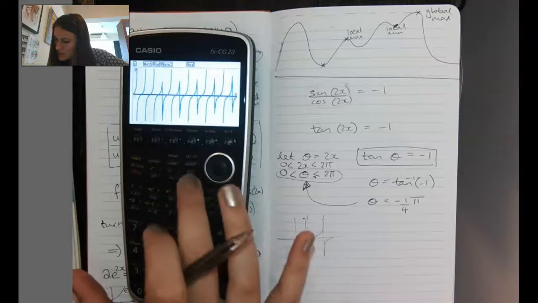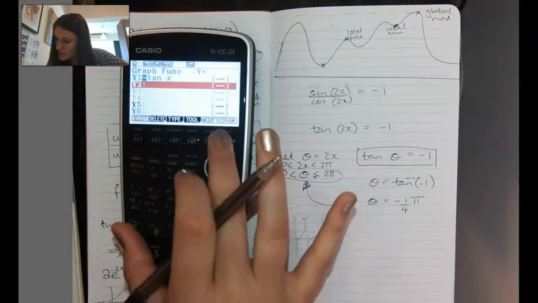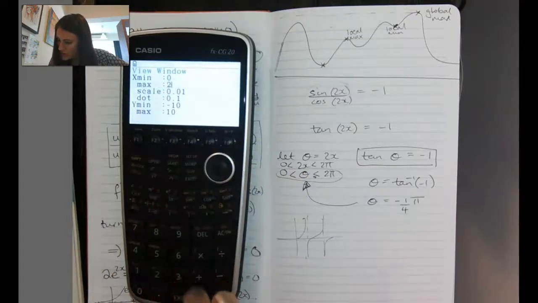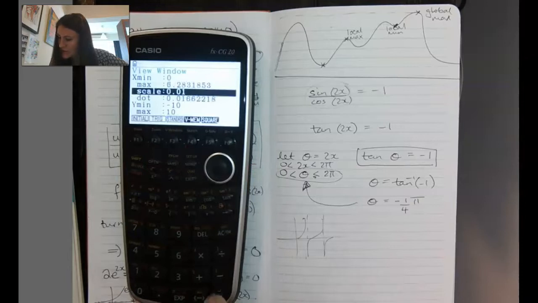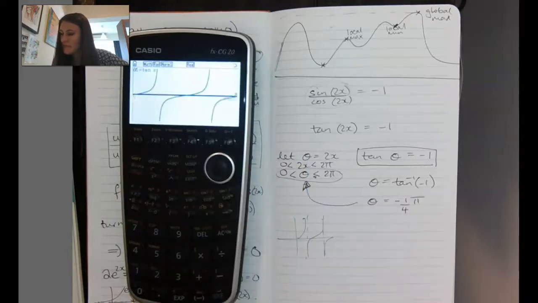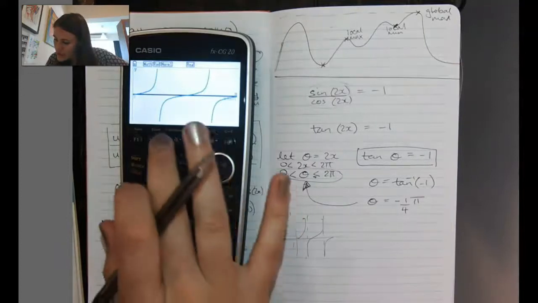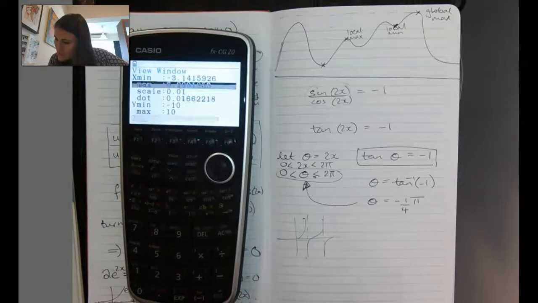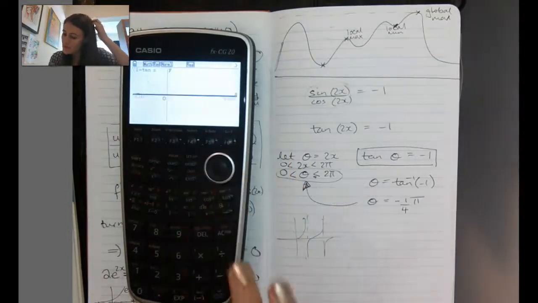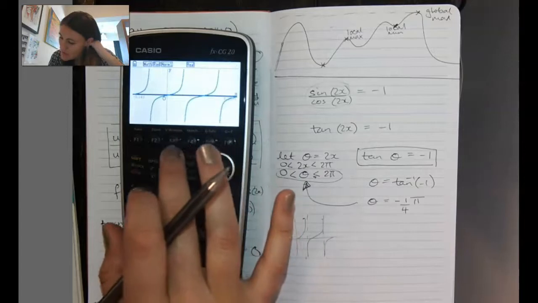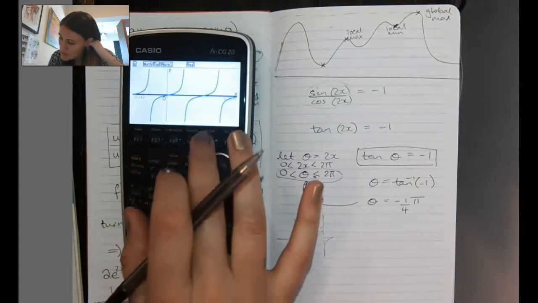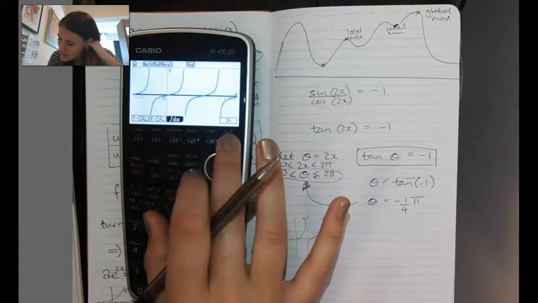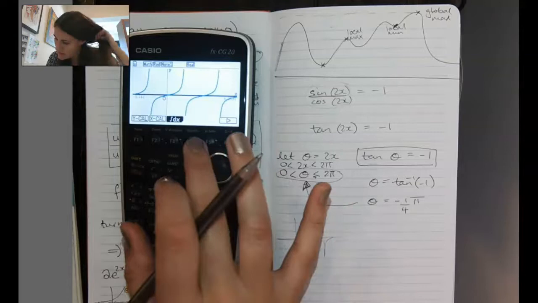No, it doesn't. Let's just check the window again. Right, so I think when I put in the dot it must have rejigged that max x, so let's try that again. Okay, now actually I'm just going to take my minimum scale down to minus pi so we can see where that first answer was coming from.